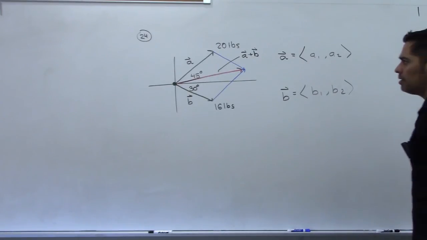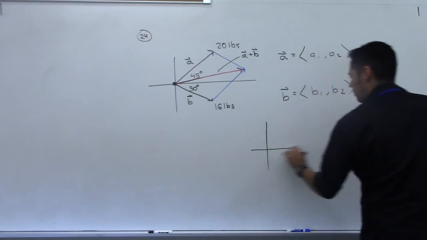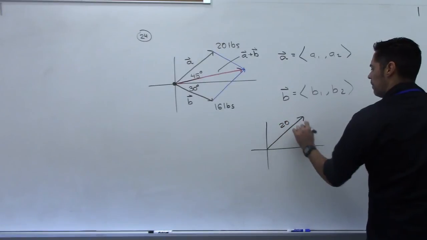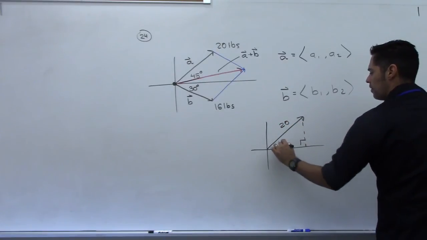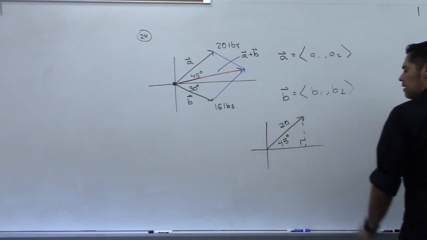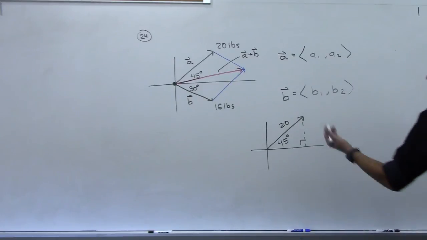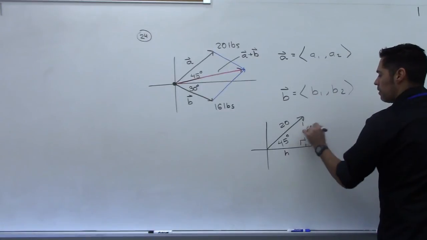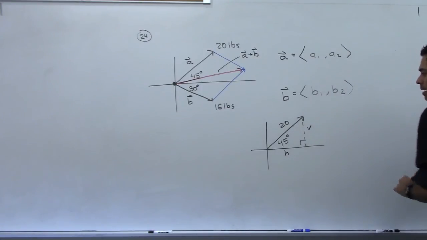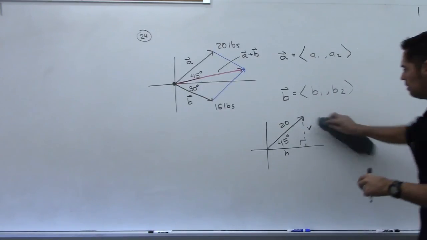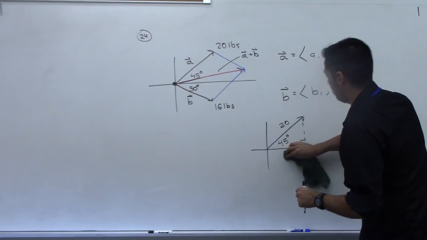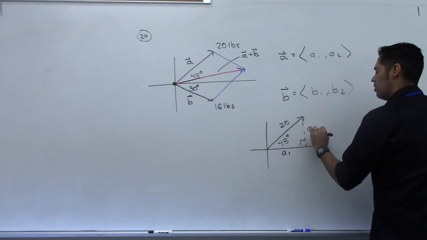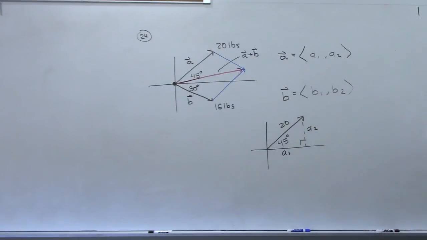So let's go and just draw this again. Let's work with just A first. I know that this is 20. I can draw a right triangle. This is 45. So I could do the same exact thing I did in the previous problem. I could find the horizontal component and the vertical component, which I'm calling A1 and A2. So this is A1, this is A2. And then use your sine and cosine.